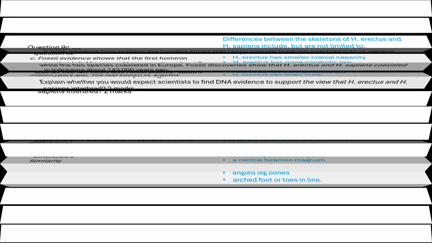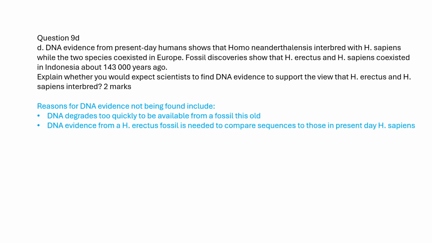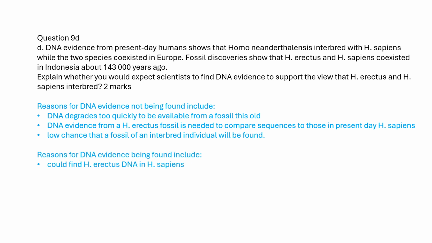Reasons for DNA evidence not being found include: DNA degrades too quickly to be available from a fossil. Old DNA evidence from an H. erectus fossil is needed to compare sequences to those in present-day H. sapiens. Low chance that a fossil of an interbred individual will be found.